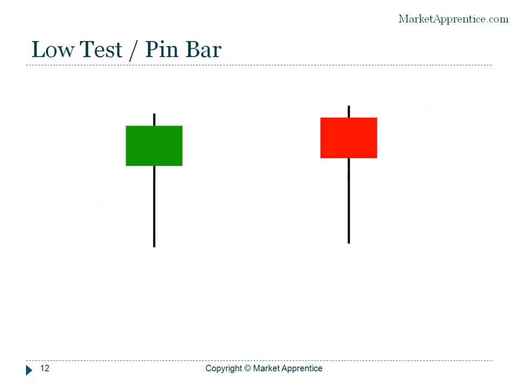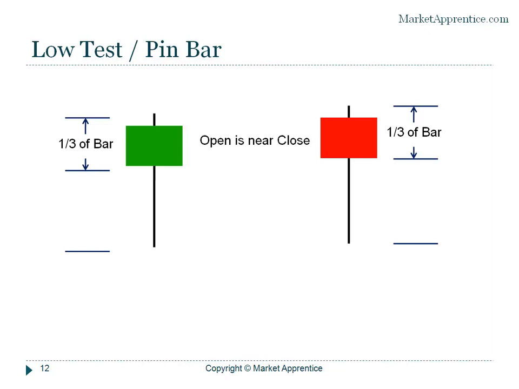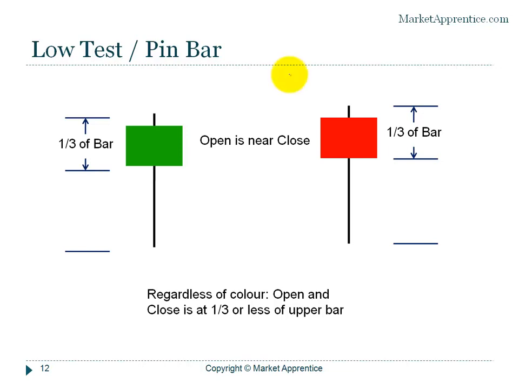Next, you have a low test pin bar. Similar to a high test bar, the body of the bar needs to be 1/3 or less of the bar. Again, the open is near the close. Regardless of the color, as long as the open and close are in 1/3 or less of the upper half of the bar, it is considered a low test bar. A low test bar is also another reversal bar.